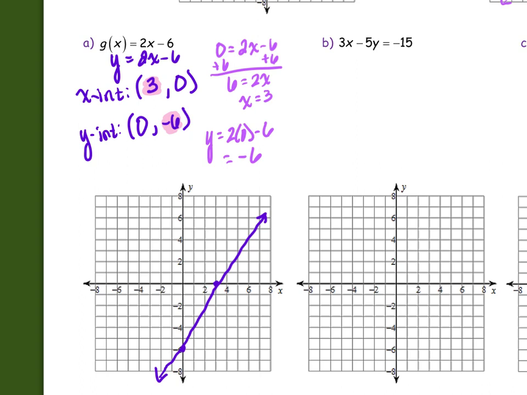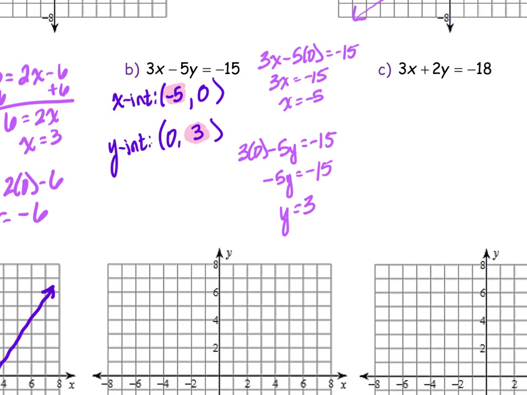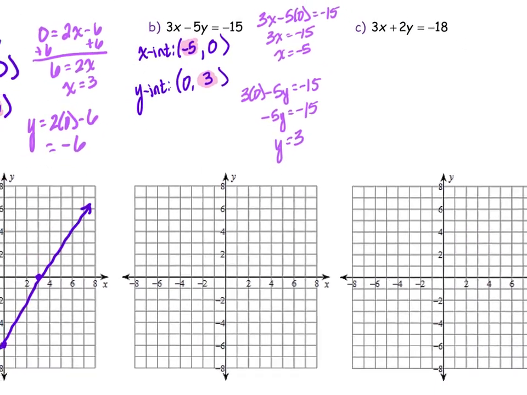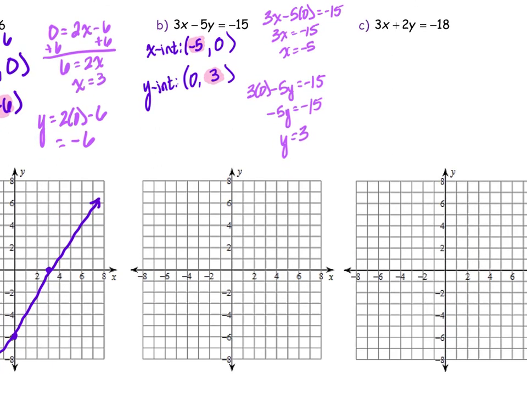Let's go ahead and move on to B. Okay, guys, so for B, I got an x-intercept at negative 5 and a y-intercept at 3. So there we go. I think I did all these with positive slope. Yes, you can still get negative slope with these. It's okay with these problems. So one more to go. C, we're going to do exactly the same thing. So I'll see you in a few seconds.